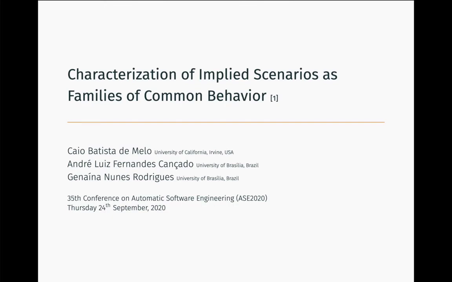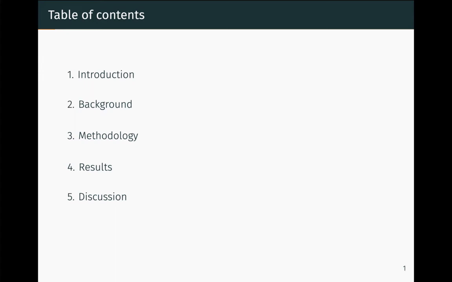Hi everyone, my name is Caio, and I'm glad to be here presenting our project, Characterization of Implied Scenarios as Families of Common Behavior. So our plan for today is to give some introduction, why we did this work, then the background, present our methodology, what results we got throughout our experiments, and discuss them at the end.